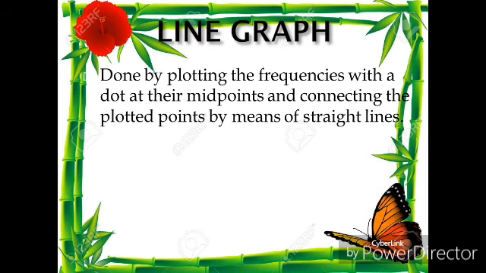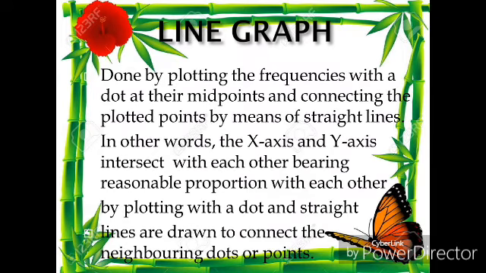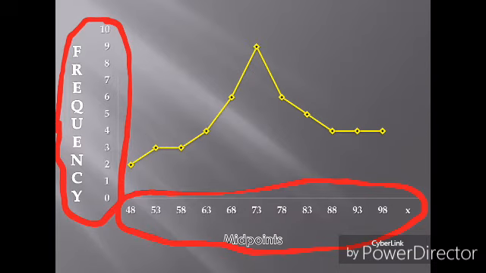Line graph is done by plotting the frequencies with a dot under the midpoints and connecting the plotted points by means of straight lines. In other words, the x-axis and y-axis intersect with each other, bearing reasonable proportion with each other. By plotting with a dot, straight lines are drawn to connect the neighboring dots or points. Let's do the same as what we did on the bar graph by writing our frequency on the left side and our midpoint at the bottom. Let's put a dot in every data.